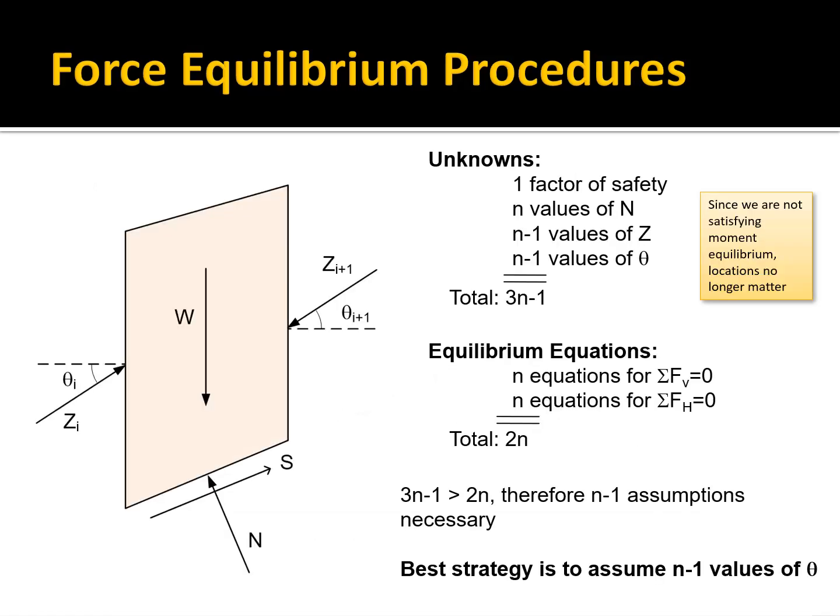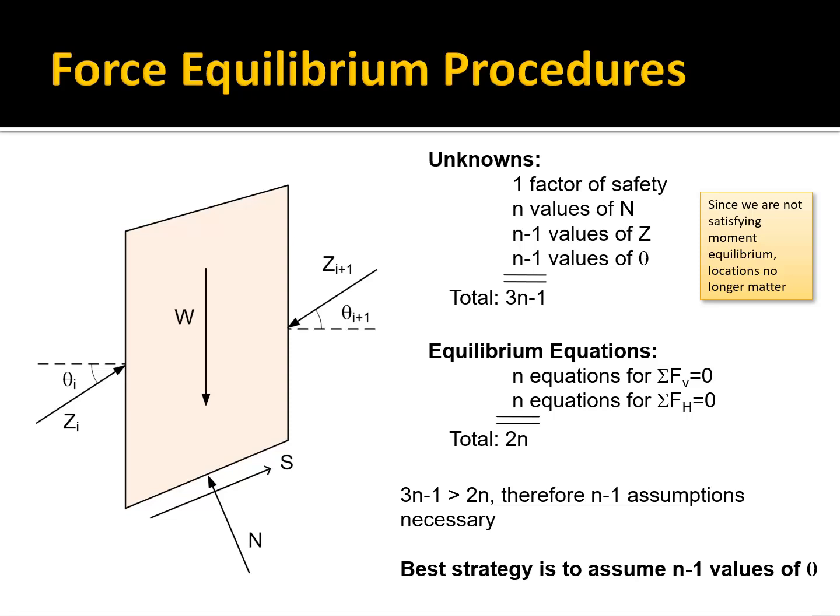So, with the force equilibrium method, in this case, for the side forces, we're showing a resultant force Z and an angle at which that's applied, theta, on each side. We're not satisfying moment equilibrium, so the location of Z and the location of N don't matter. Those only matter if you're doing moment equilibrium. Our unknowns are one factor of safety, N values of N, and N minus 1 values of Z and theta. So a total of 3N minus 1 unknowns.